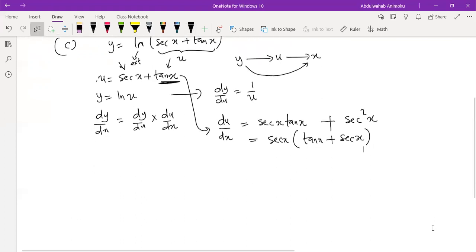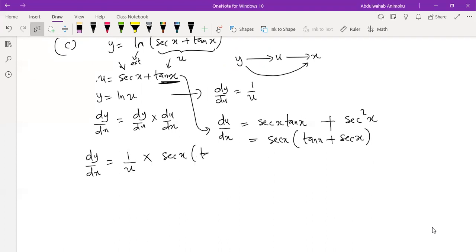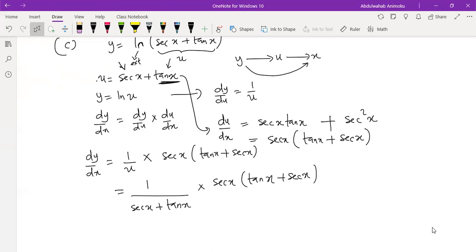Now that you have this, it is easy to find dy/dx, which is equal to dy/du, which is 1 over u, multiplied by du/dx, which is this secant x (tan x plus secant x). What is u? u is the same secant x plus tan x. We now multiply it with this secant x (tan x plus secant x). Now you can see that this would cancel out, so what you have left is secant x. And that's the derivative of this function.